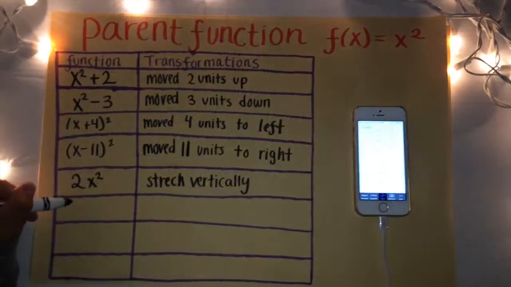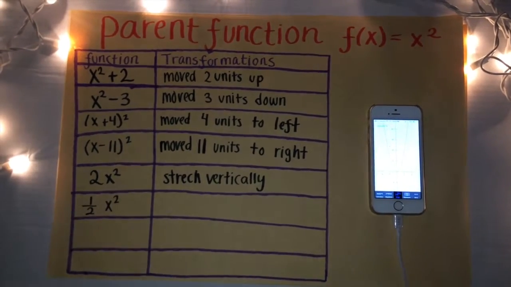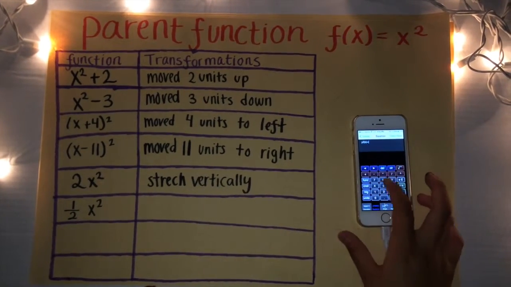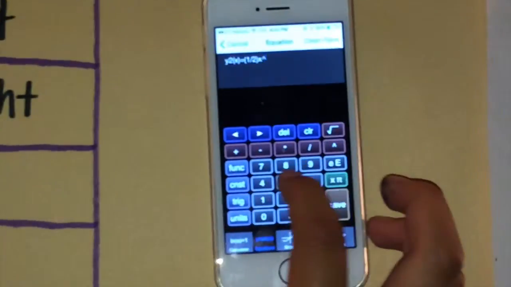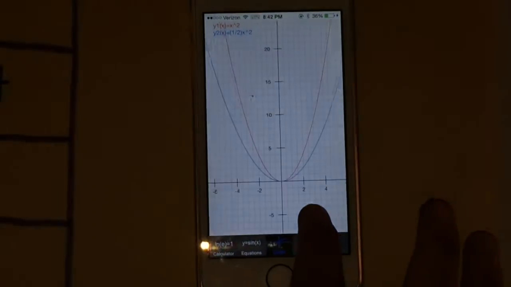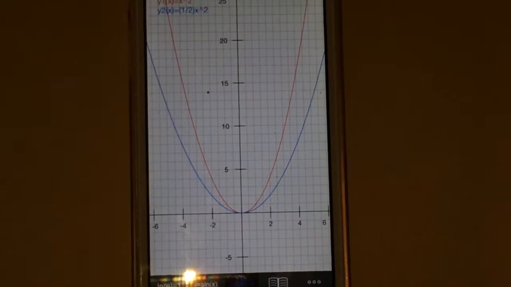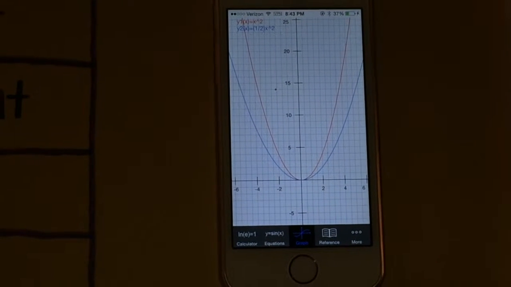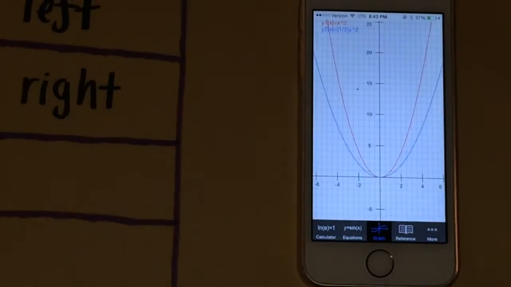Next function is 1/2 x squared. So now we're going to multiply x squared by 1/2. This time, the blue line is compressed vertically by a factor of 1/2. This means that the multiplication of x squared times 1/2 made the parent function compress vertically by a factor of 1/2.